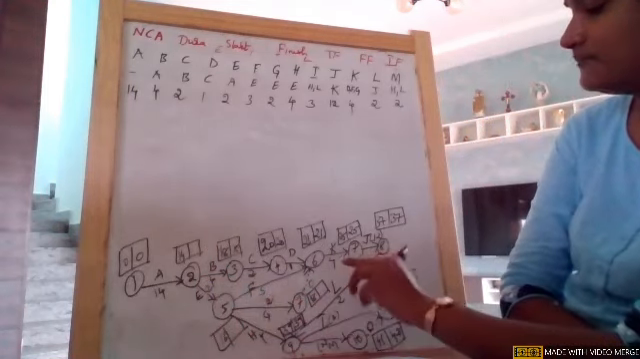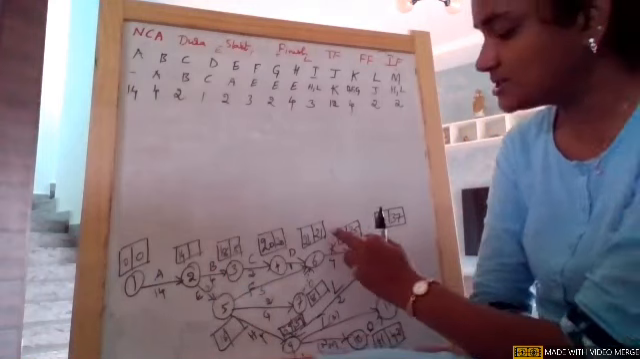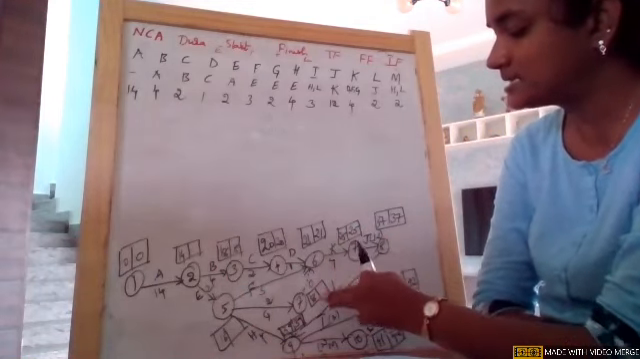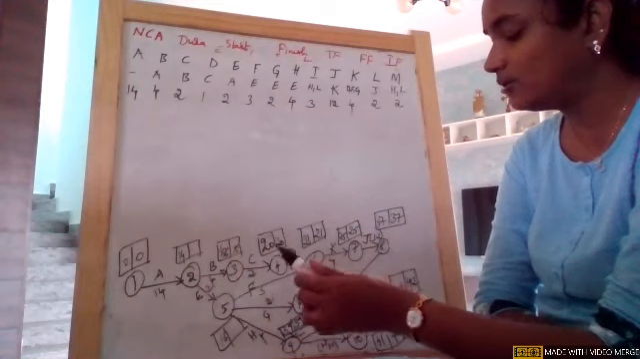Now come to node 7. I think 6 is done. So 7. 6 is having 21. So 21 minus 0, it is 21 only, no change.